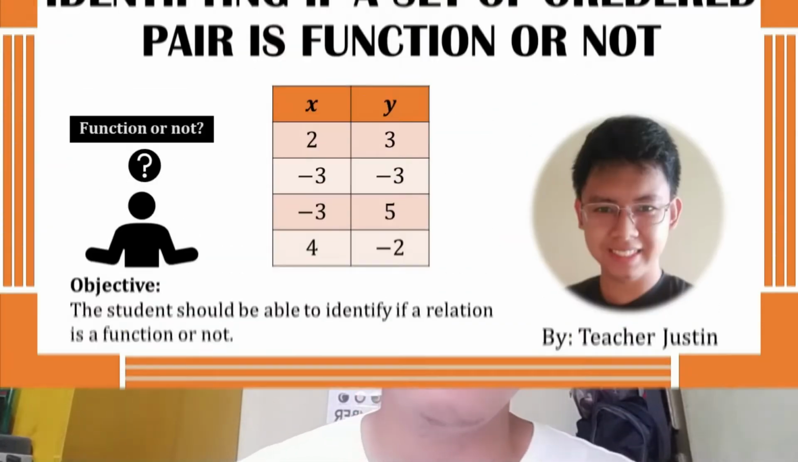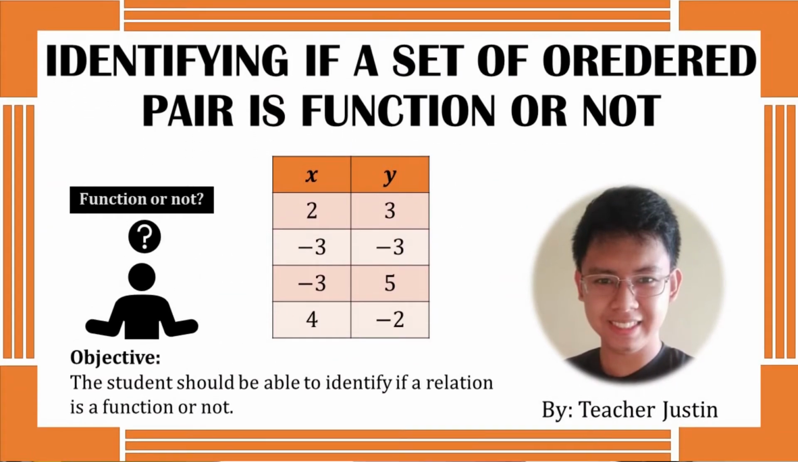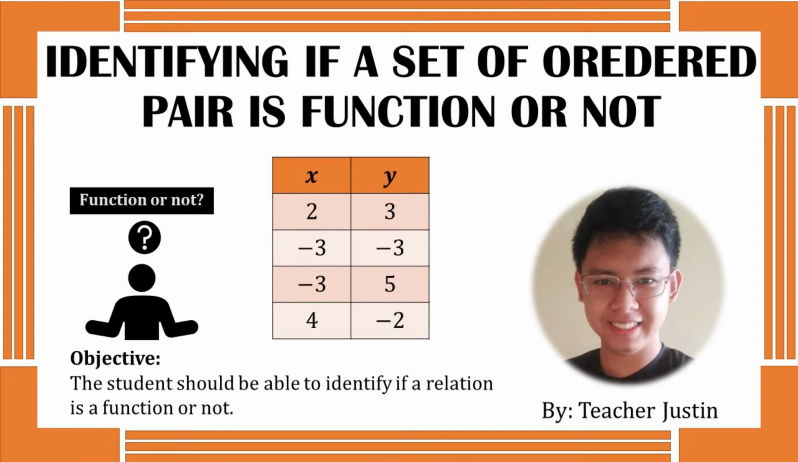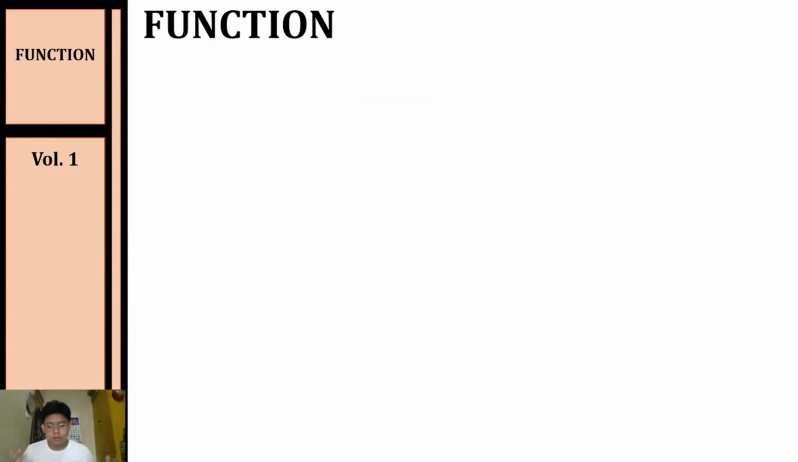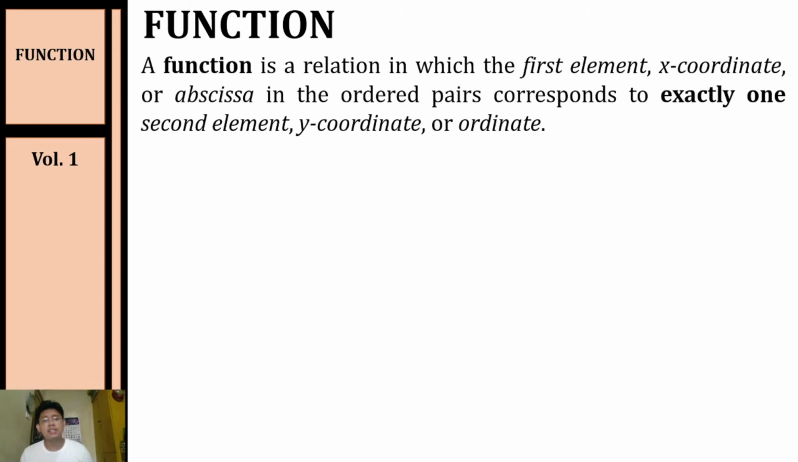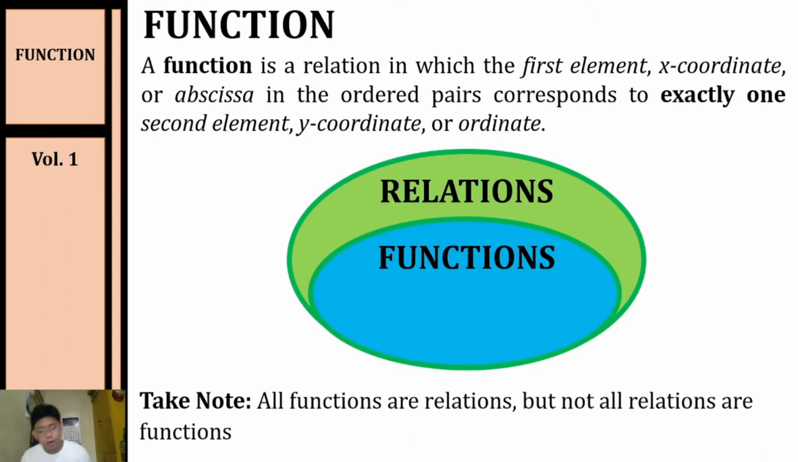On today's topic, we're going to identify if a set of ordered pairs and table of values is a function or not. Okay, so first let's define what is a function. A function is a relation in which the first element, x-coordinate or abscissa, in the ordered pairs corresponds to exactly one second element, y-coordinate or ordinate. So take note that all functions are relations, but not all relations are functions.